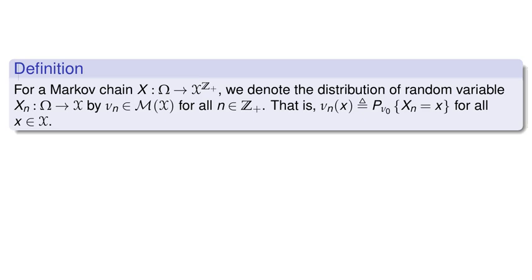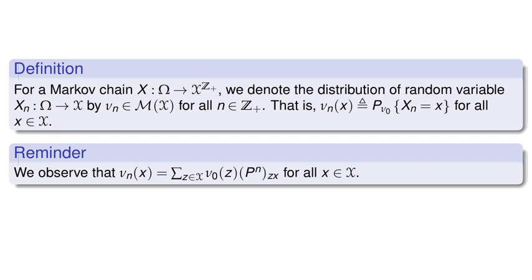For a Markov chain X mapping from Omega to script X raised to Z plus, we will denote the distribution of the random variable Xn, the state of the chain at time n, by Nu sub n, which is an element of script M of script X for all non-negative integers n. That is, Nu sub n of x is defined as the probability under the initial distribution Nu naught, P sub Nu naught, that Xn equals x for all states x in script X.